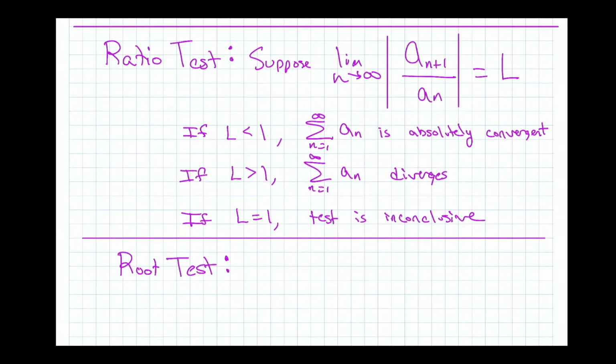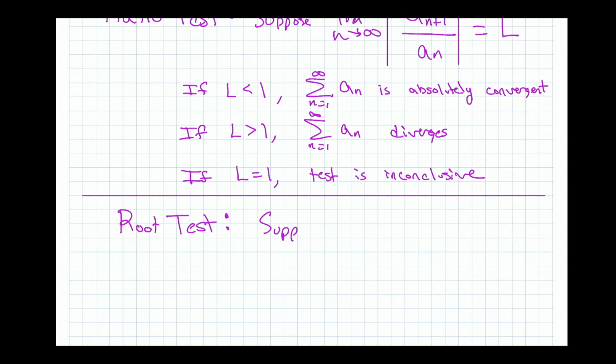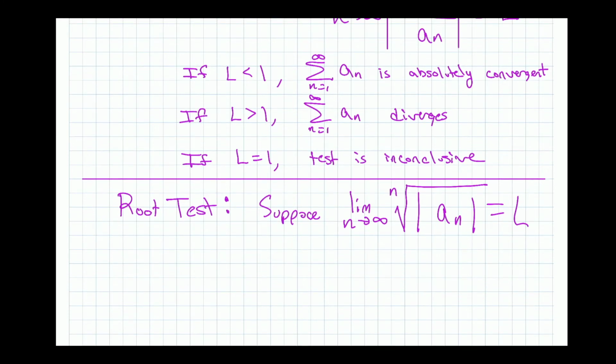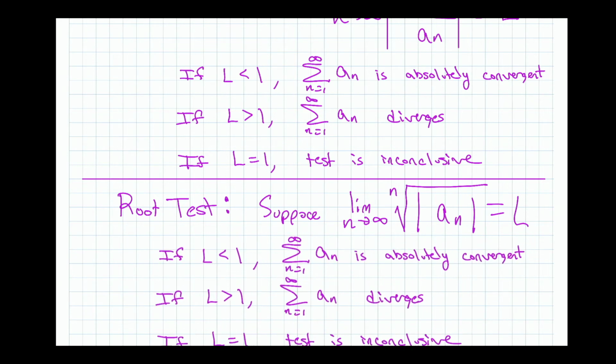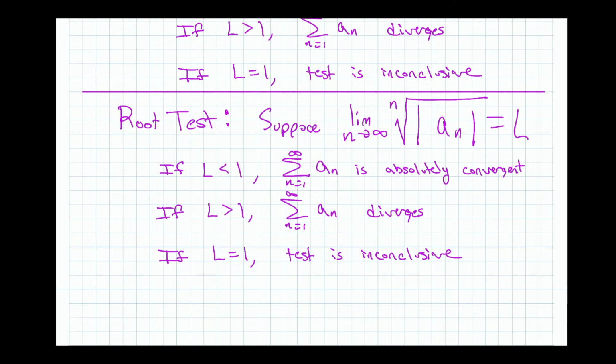Root test. Suppose the limit as n goes to infinity of the nth root of a n equals L. So it's got a root. Then how do we interpret that answer? Actually, the same exact way, so I copy pasted it. And there you go. That's your root test and your ratio test.